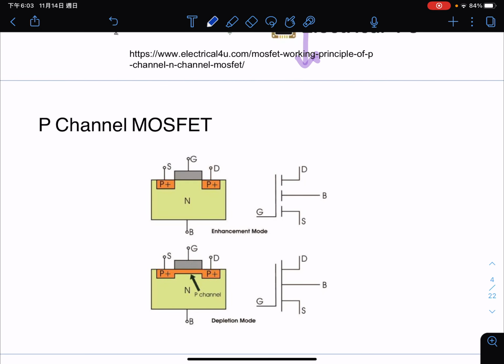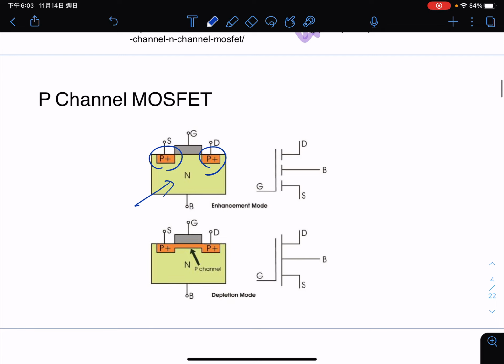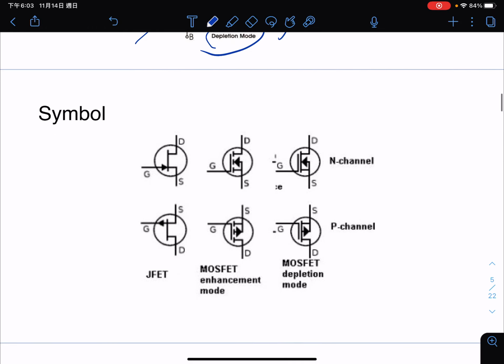And there is also the P channel MOSFET. This is called a P channel, this is the P material, and this is the N material, and this is the symbol. This is the enhancement mode, and this is the depletion type transistor, with a solid line here. The symbols of the transistor actually vary quite a lot, but here I just want to introduce the MOSFET enhancement mode.